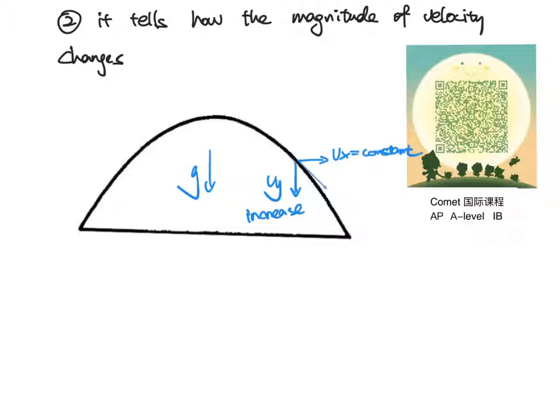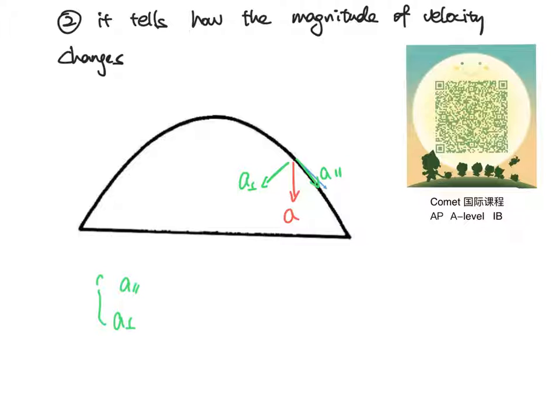But now I will tell you a new way to decide, by using the components of acceleration. Here we have 2 components, the parallel component and the perpendicular component. They indicate parallel to the velocity and perpendicular to the velocity. The parallel component is responsible for changing the magnitude of velocity. The perpendicular component is responsible for changing the direction of velocity.